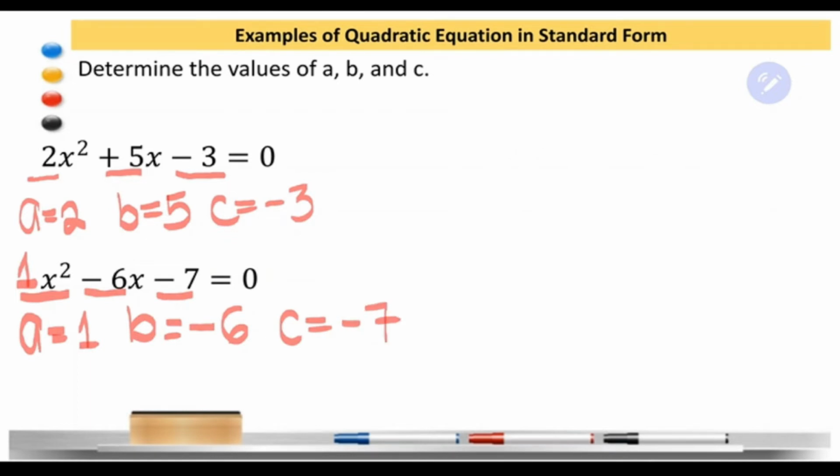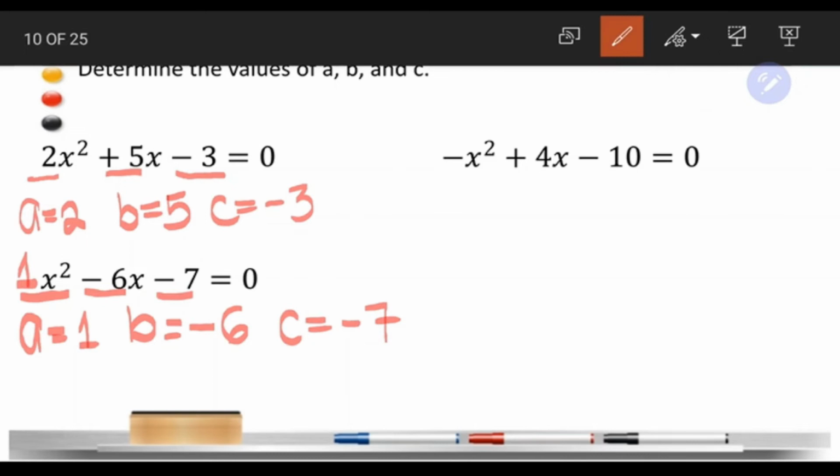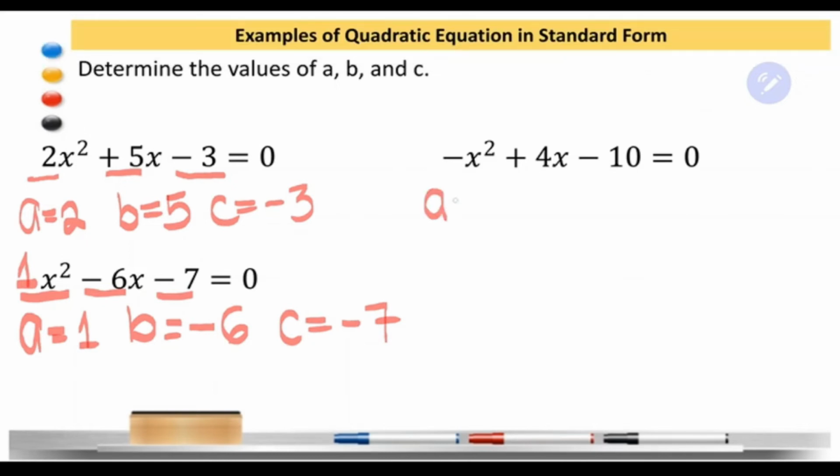Okay, example number 3. Our given is negative x squared plus 4x minus 10 is equal to 0. So our A here is now negative 1. Our B is equal to positive 4. And our C is equal to negative 10.